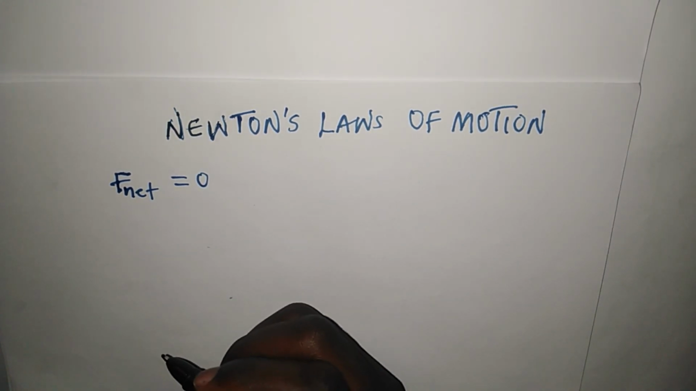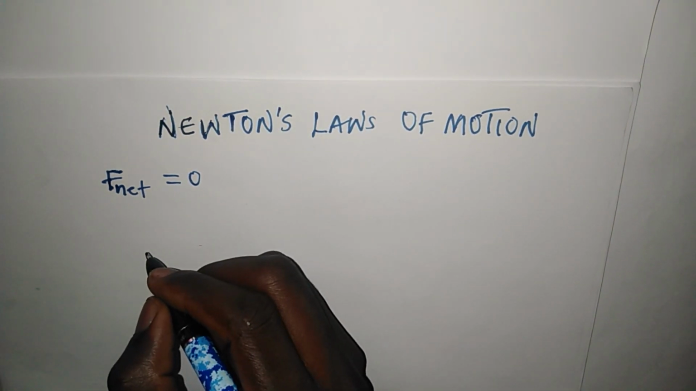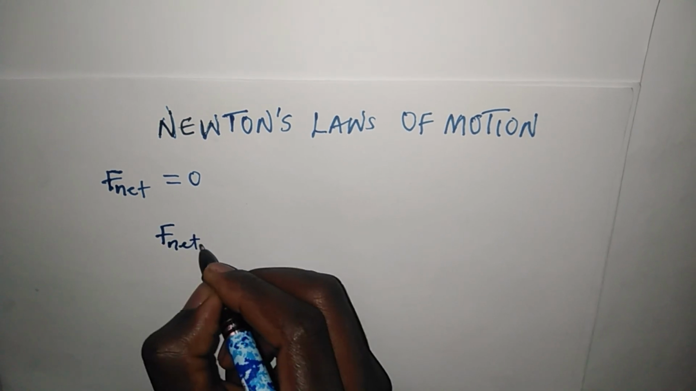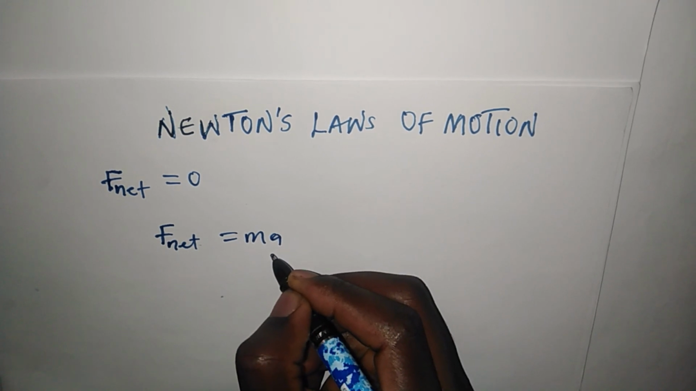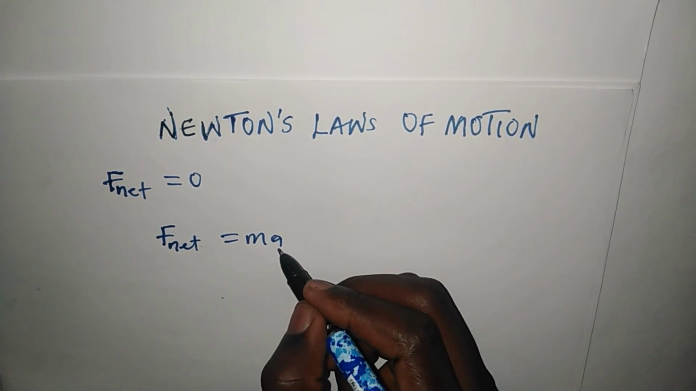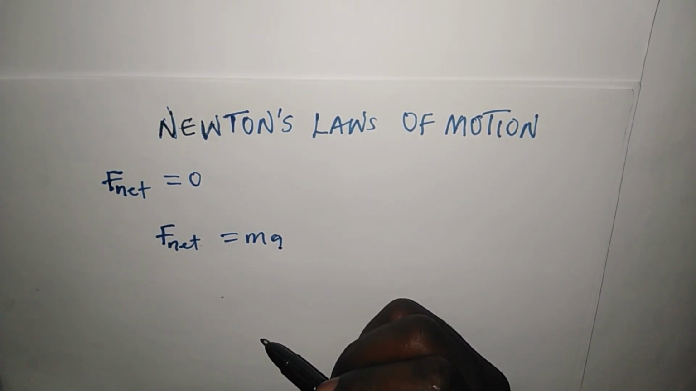Let's go to the second law. Newton's second law states that the acceleration of an object is directly proportional to the net force and inversely proportional to the mass, right? So for Newton's second law, we say the net force is equal to ma. So we say that the acceleration A is directly proportional to the net force and is inversely proportional to what? The mass.